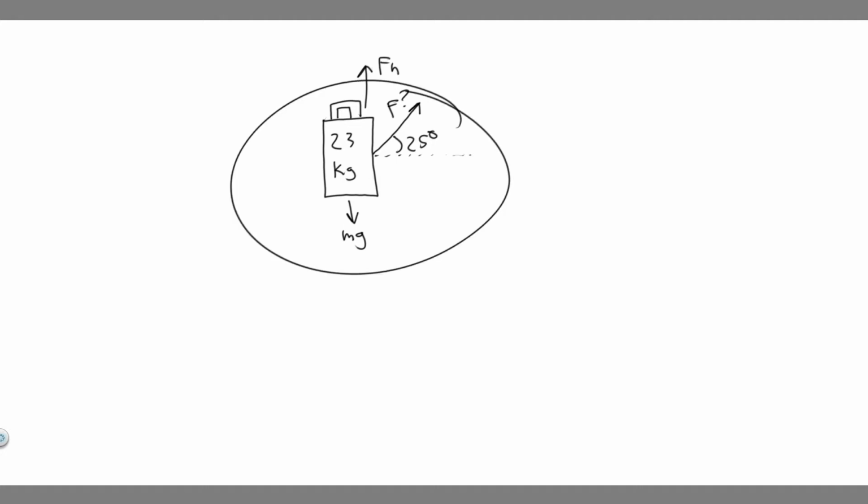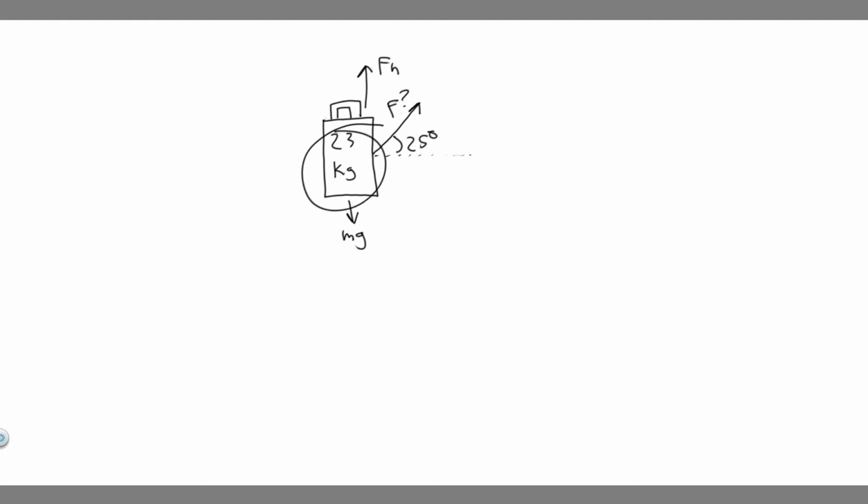So what you want to do first is draw what's going on. So we have this 23-kilogram suitcase, and we know we're going to be pulling it 25 degrees above the horizontal with some force F. And that's what we're trying to solve for in this problem. We're also given that the normal force is going to be equal to 180 newtons. So that's basically what we're given, and so the next step is to draw the free body diagram of what's going on.